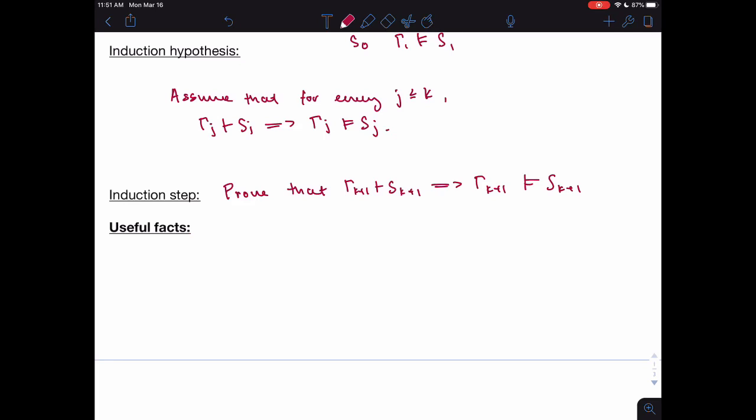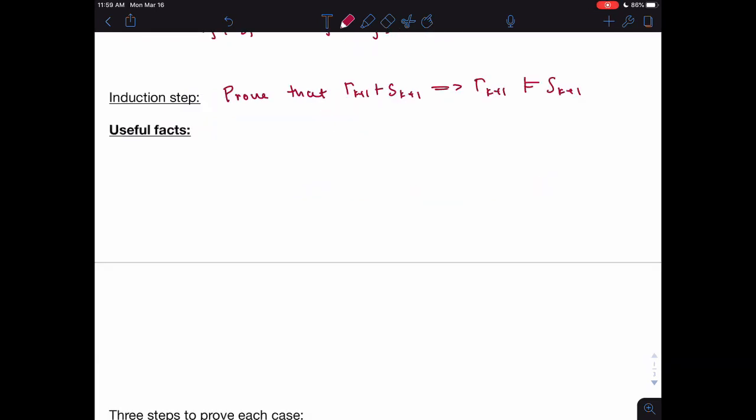Before we can go any further, I need to make a brief aside and go over a couple of useful facts that we need in order to do the rest of the proof. I'm going to label them useful fact 1 and useful fact 2, so whenever we appeal to these later on, we can refer to them as UF1 and UF2.